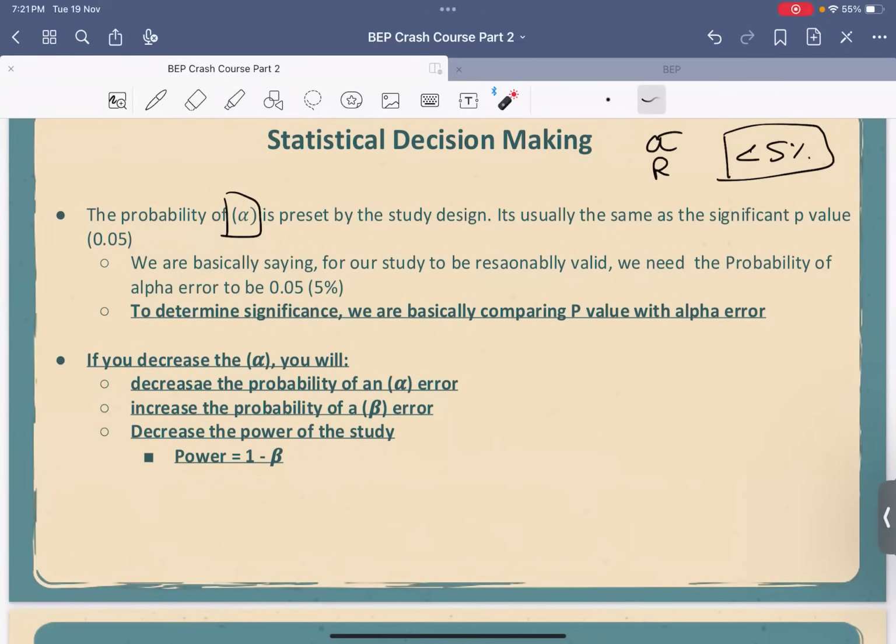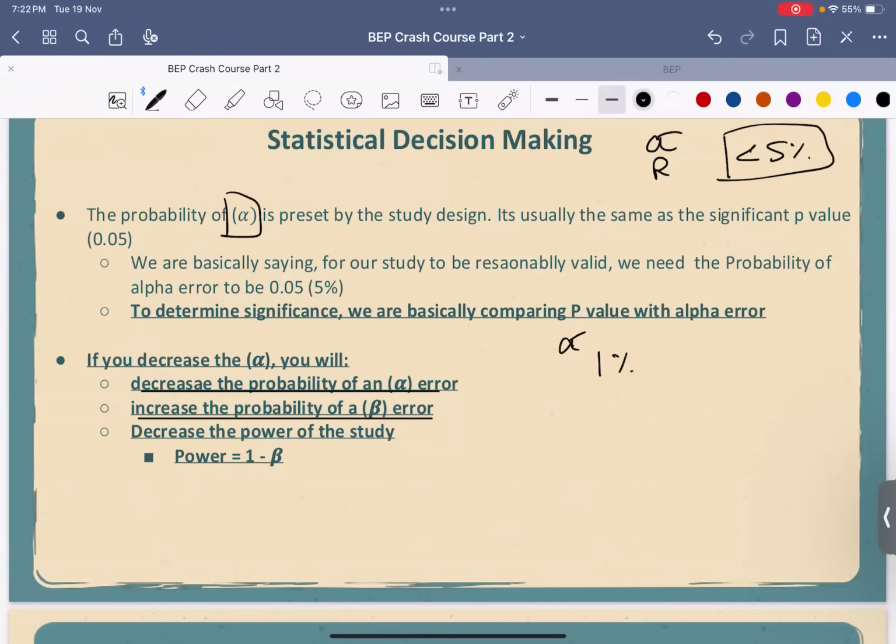Now what happens if, let's say, we set the alpha error at 1% in the beginning? The first thing is that we decrease the probability of alpha happening. Okay, that makes sense. So we're decreasing the probability of alpha, but we're increasing the probability of beta error. If we're decreasing the probability of one error happening, we're increasing the probability of the other error happening. That's why we set it at 5%. We think that's a reasonable number.